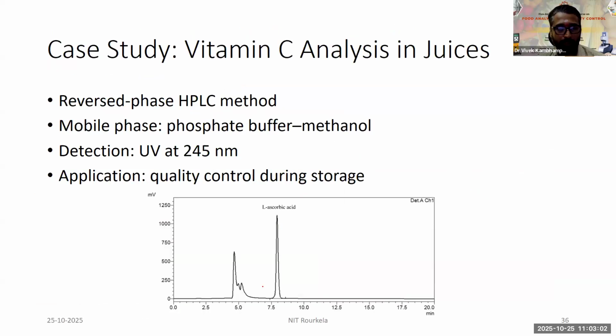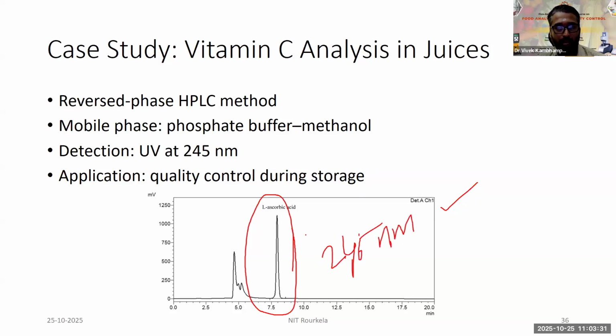Vitamin C is also the same thing. The retention time you can see here, L-ascorbic acid standard. You will identify the standard first, then you will analyze the sample. This is for the reverse phase HPLC method. We saw different types of HPLC, right? The mobile phase used here is phosphate buffer and methanol at 245 nanometer, and at 245 nanometer you identify the L-ascorbic acid.